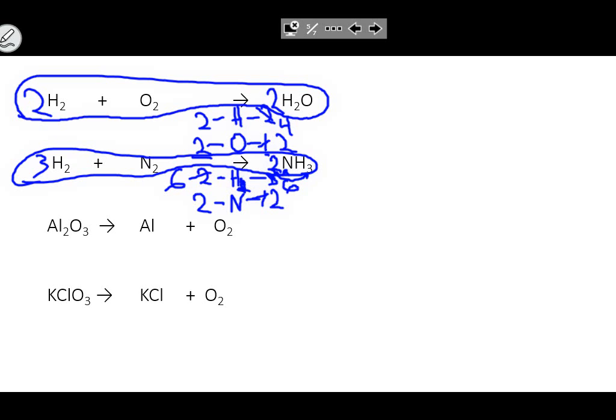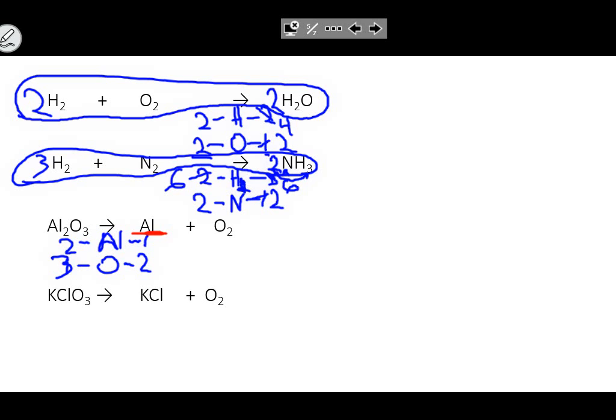Aluminum oxide decomposes to make aluminum and oxygen gas. Al 1, 2, oxygen 2, 3. Sorry, my fault. So now here's the thing. Aluminum looks to be the easiest thing to balance right here, and that's not wrong. But aluminum's all by itself. If it's a metal like this all by itself, just leave it to the end, because I can put anything in front of it to help it balance.